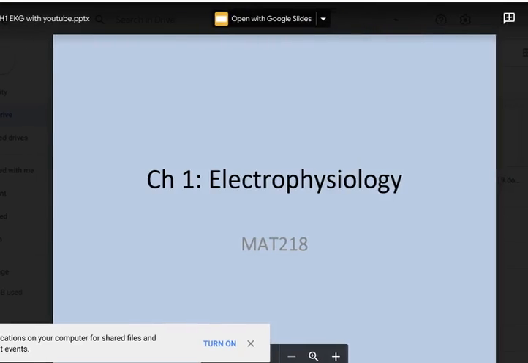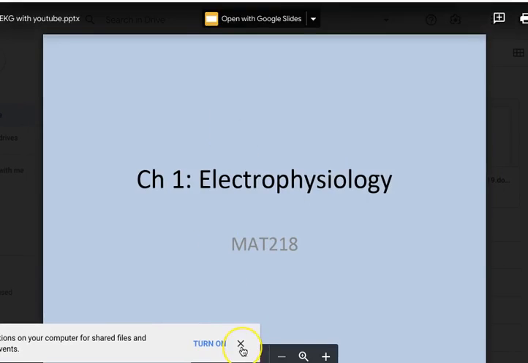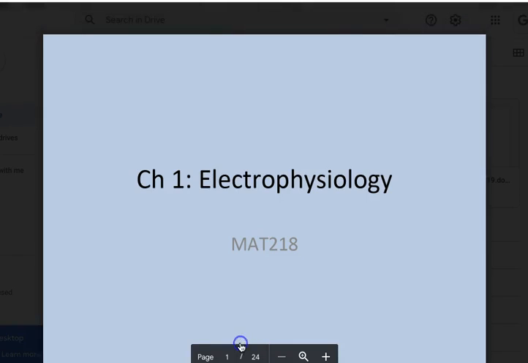Hey everybody, welcome to our very first chapter in MAT 218, where we are going to be talking about the electrophysiology of the heart.